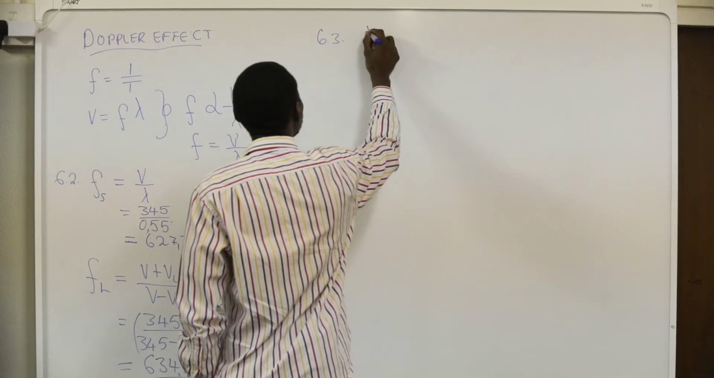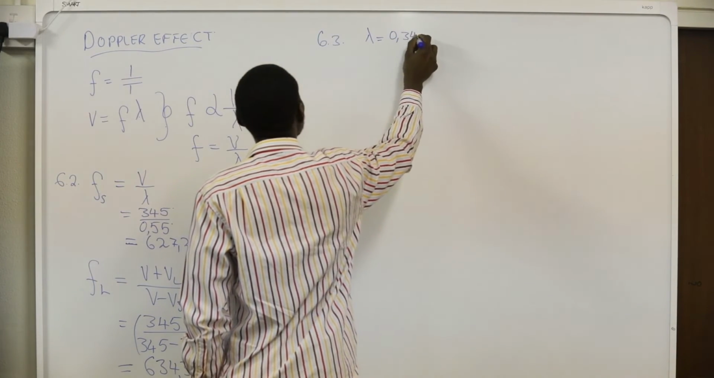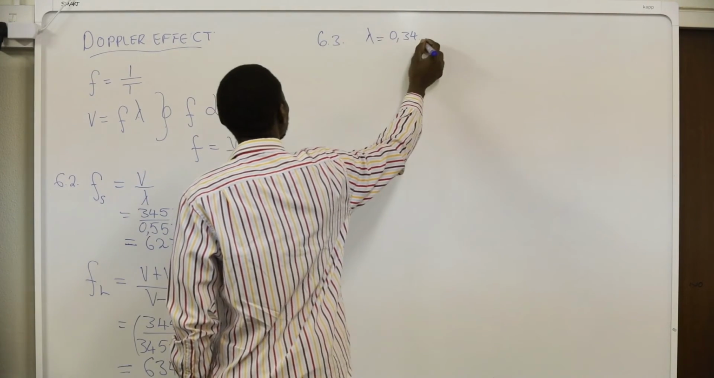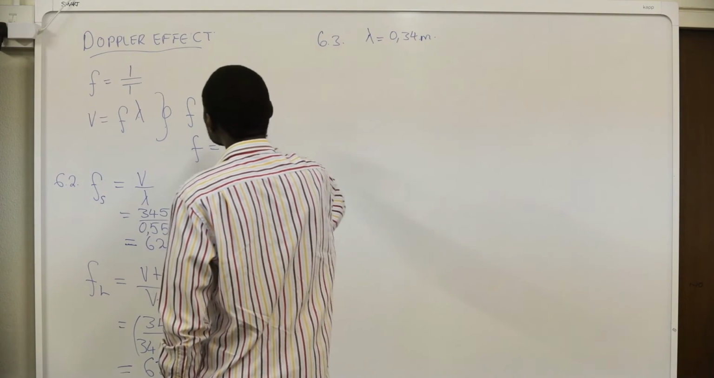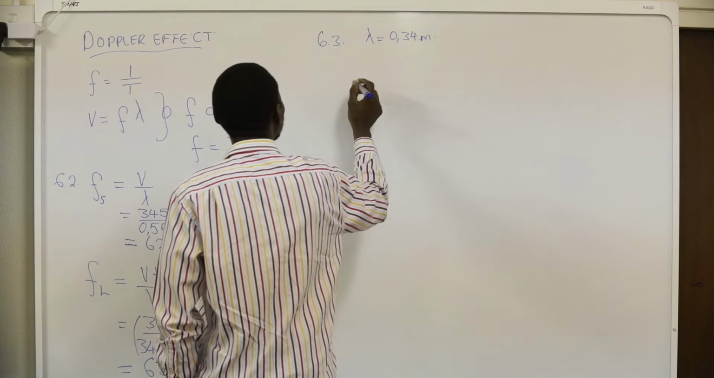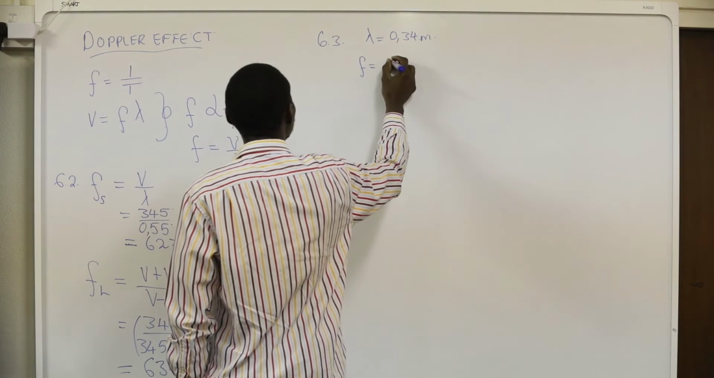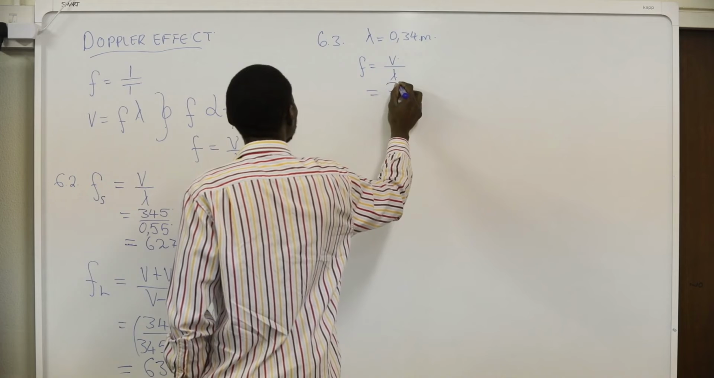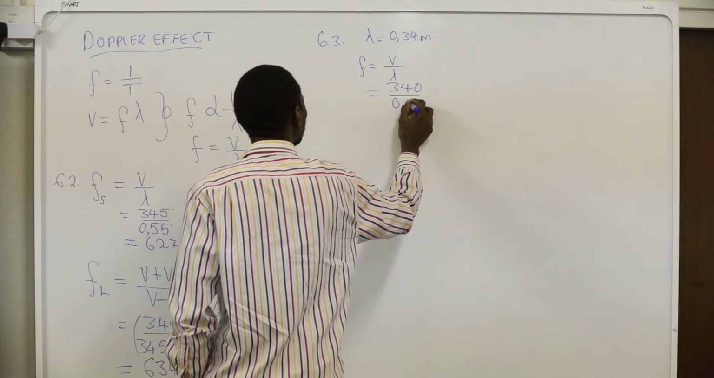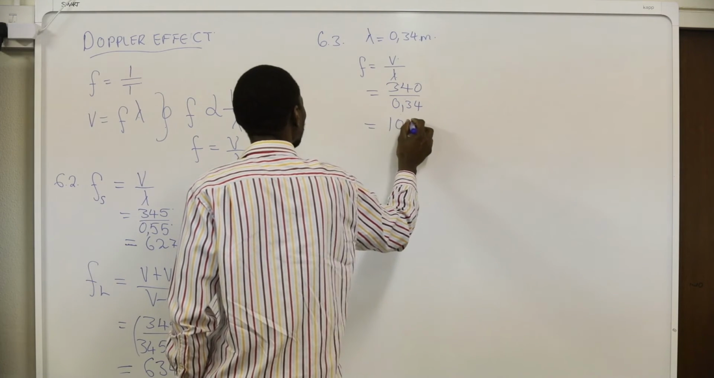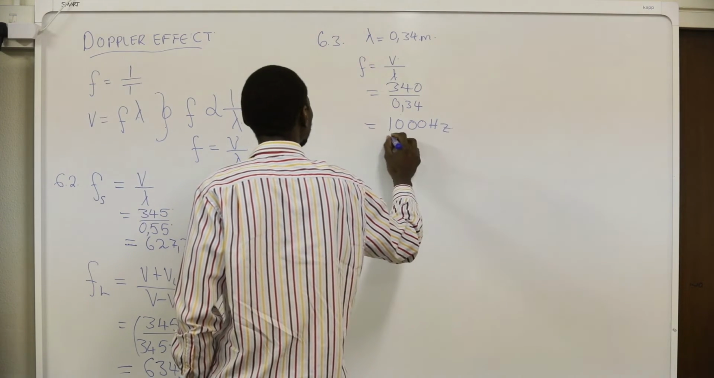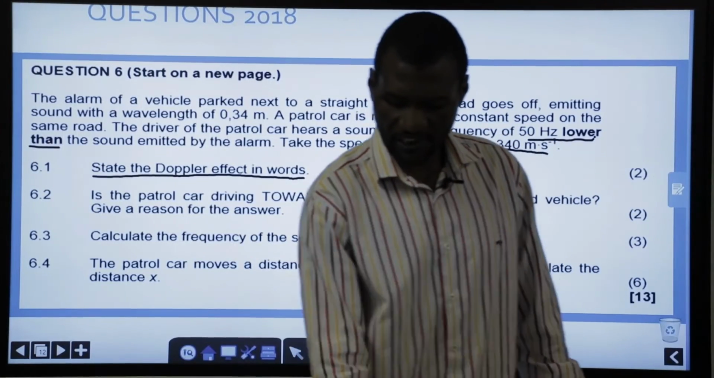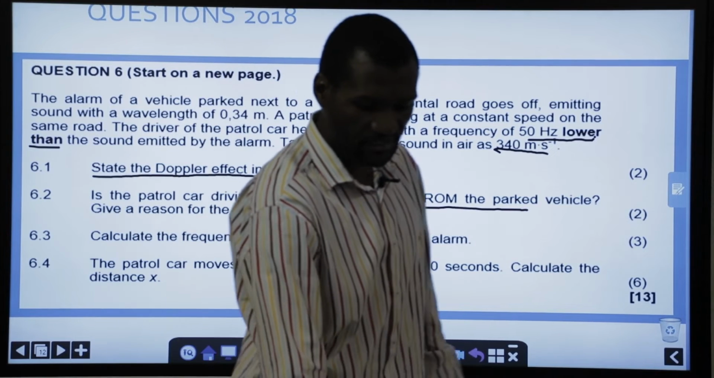What do we know? It's got a wavelength, lambda, equal to 0.34 meters, and we want to find the frequency. How do we find frequency? Frequency is equal to velocity of sound over lambda. Velocity of sound in this case is 340 over 0.34. Okay? Our frequency will be equal to 1000 hertz. Just look at that. Very simple. That's understanding that particular question where the frequency is equal to 1000 hertz.